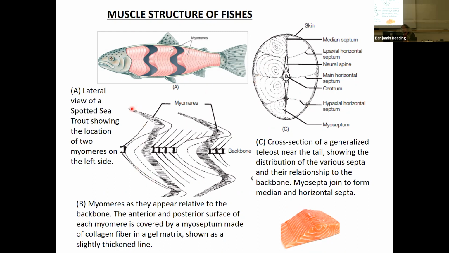And these myomeres, when I say they're surrounded by a myoseptum of connective tissue, you can see the muscle fibers here are the orange colored parts, and the white is the connective tissue that surrounds them. It bundles them together. This myoseptum is made up of collagen and some kind of gel matrix, and you can see it here in this fish fillet.